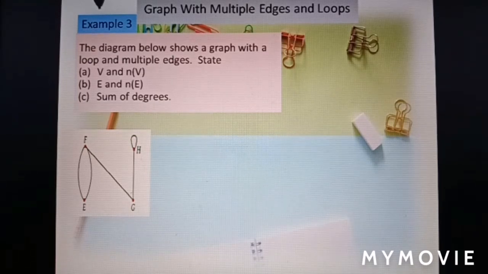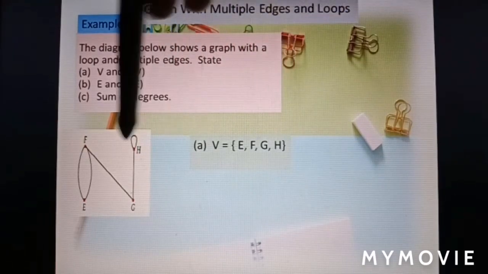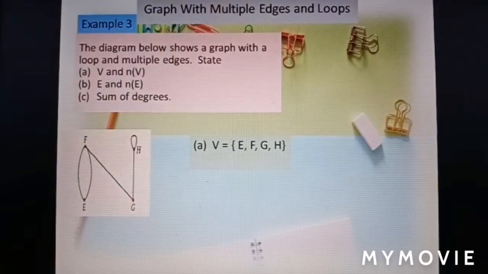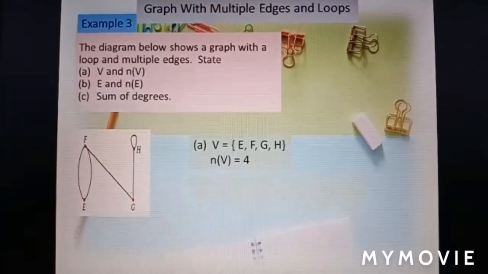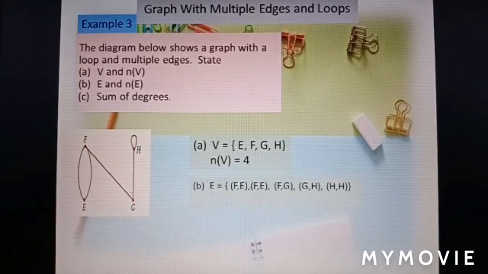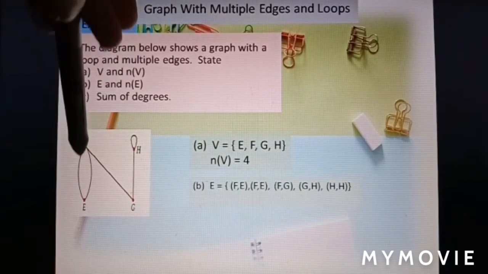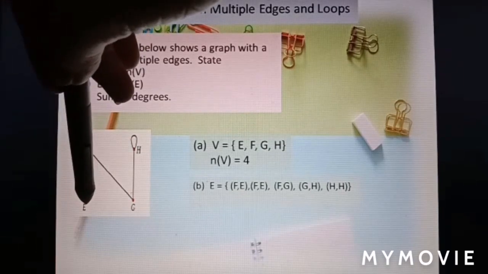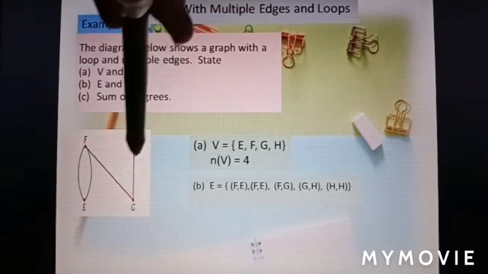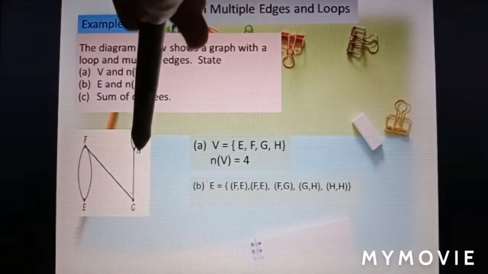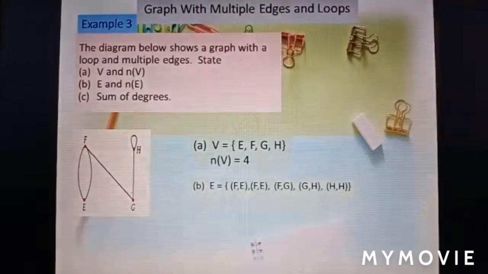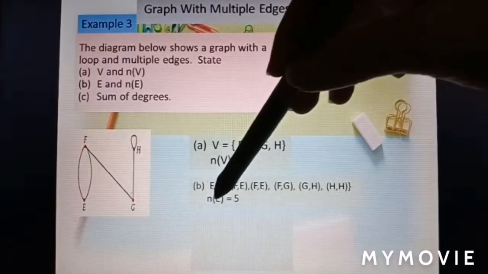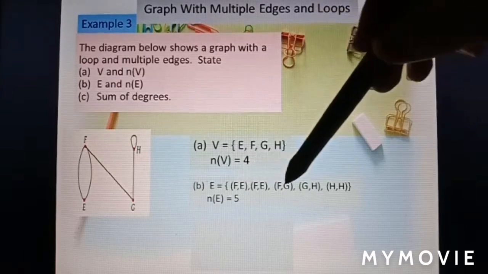Now we look at example 3. The diagram below shows a graph with a loop and multiple edges. State V and number of V. V equal to E, F, G, H. Number of V is 4. Set of edges, we have FE and another FE because it's multiple edges. FG, GH, and HH. This is loop. So number of set E is 5: 1, 2, 3, 4, 5.